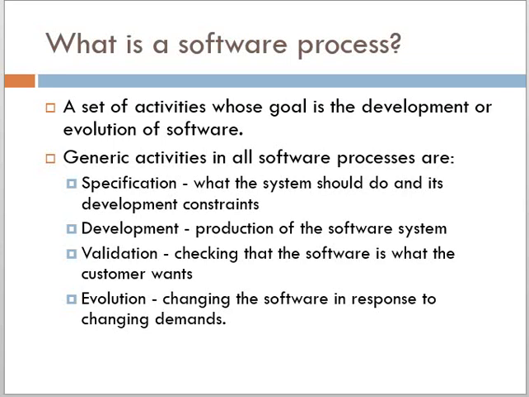Now the development section. Second, production of the software is known as the development section. Validation means checking whether the software is okay or not, which is the validation part. And lastly, evolution is to change the software in response to changing demand. If the demand changes, the software needs to be changed. So that need is known as evolution.